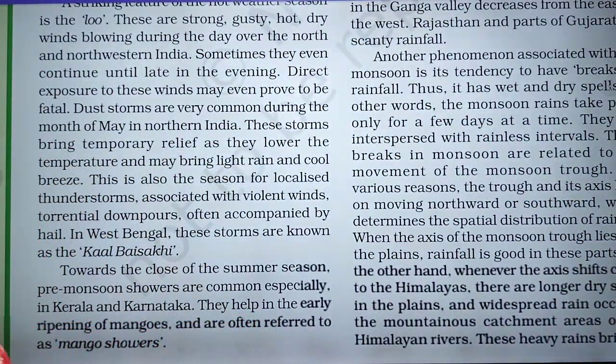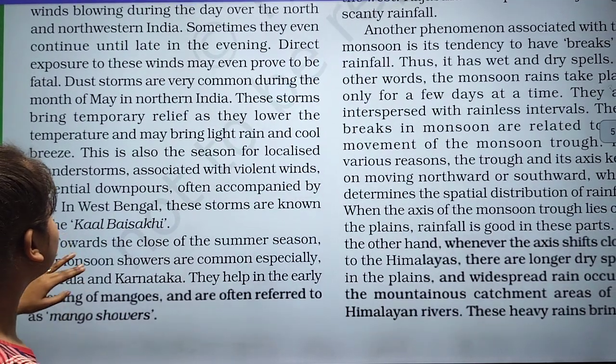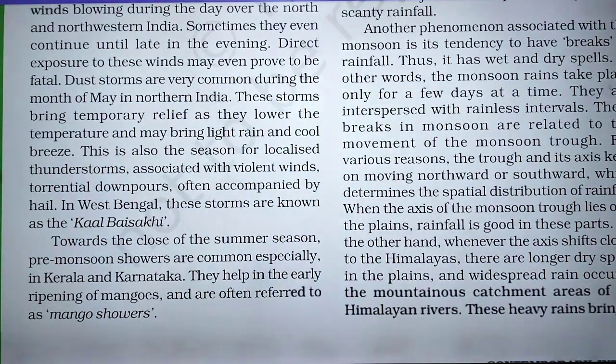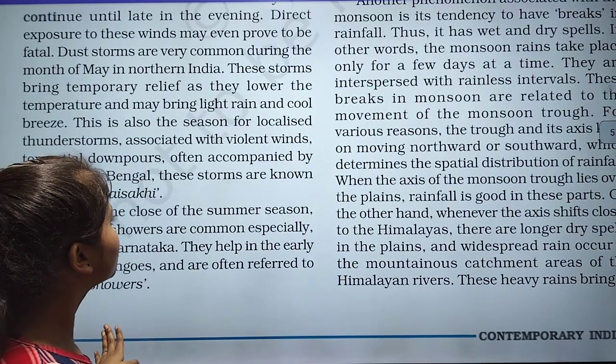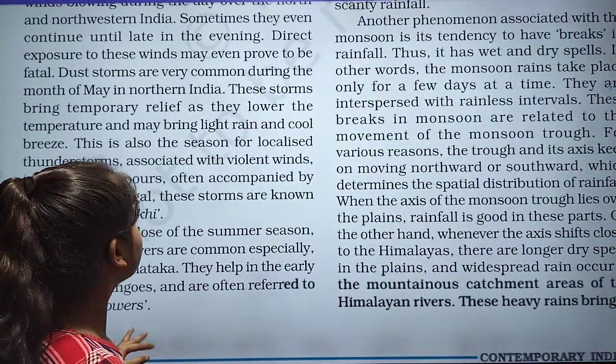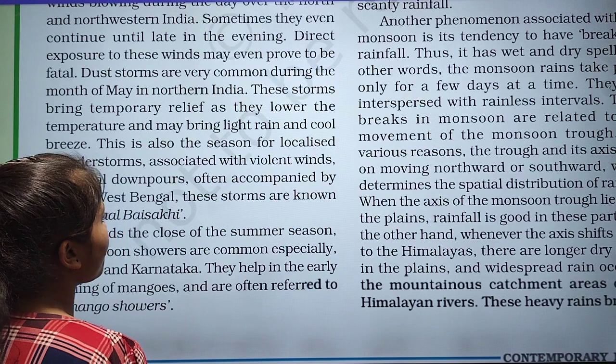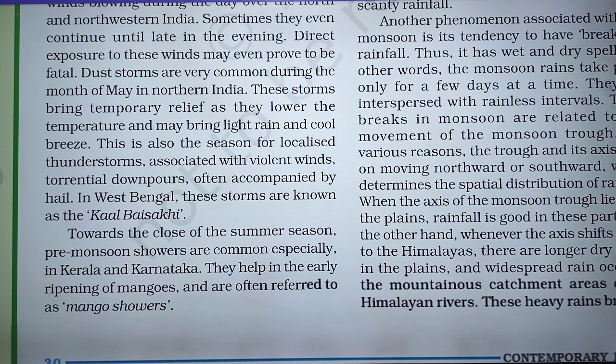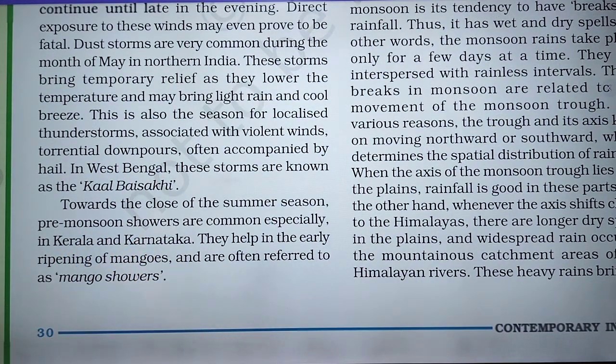This is also the season for localized thunderstorms associated with violent winds and torrential downpours, often accompanied by hail. In West Bengal, these storms are known as the Kal Baisakhi.